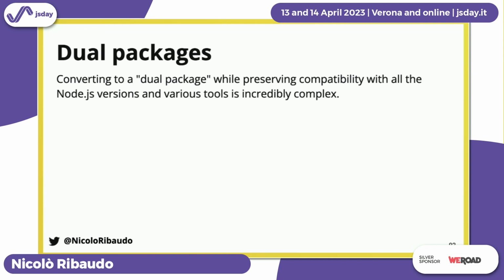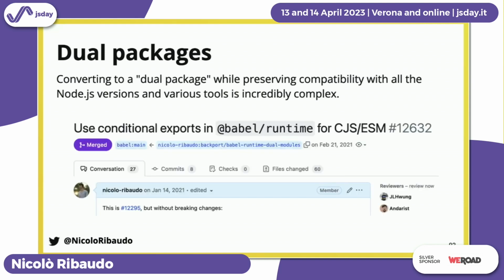Converting a CommonJS package to a dual package, while still preserving compatibility with all the Node.js versions and all the tools your library could be used with, is incredibly complex. We tried to do that for one module that we have, Babel Runtime. Babel Runtime is a bit different from the rest of Babel because Babel is a build tool, so you use it at development time, and Babel Runtime contains all the runtime helpers that are used at runtime in your application. So we wanted to convert this to ESM first so that people could start using it with native ES modules in the browser.